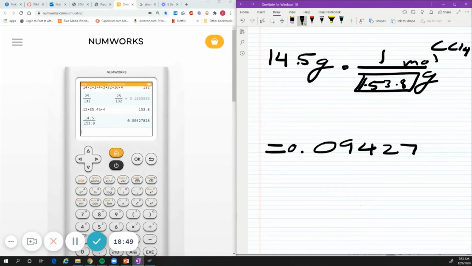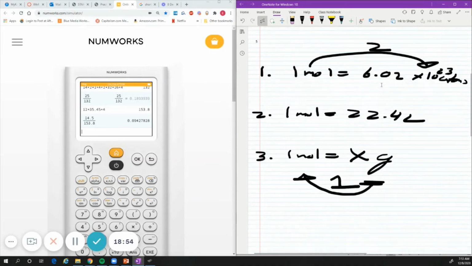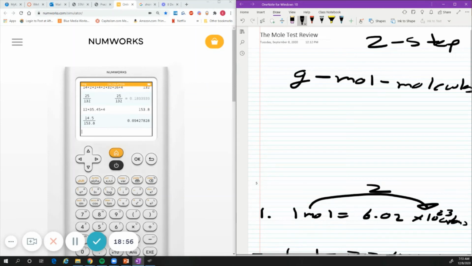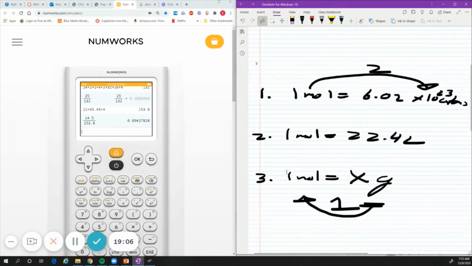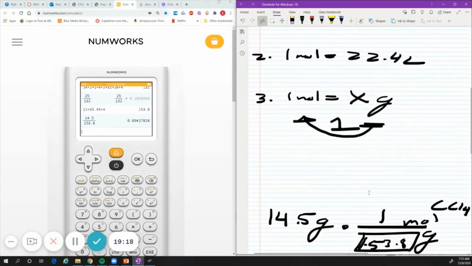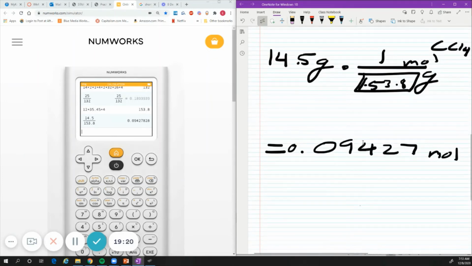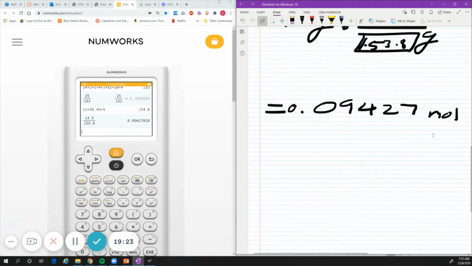Okay, but this is in moles, right? So I was finally able to get from grams to mole, but I'm not exactly where I need to be yet. Now I need to go from mole to molecule. So I've already used the third formula. The second one, moles to liter, doesn't help me get to molecules, but the first one, mole to atoms, and atoms is the same as molecules, helps me get to where I need to go. Now this is important for you guys to know how to use a calculator. All right, so let's solve this one together.